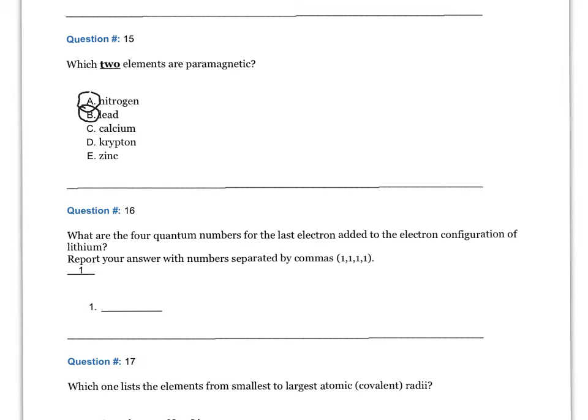Next question. What are the 4 quantum numbers for the last electron added to the electron configuration of lithium? Report your answer with numbers separated by commas. The answer: 2, 0, 0, plus 1/2 or 2, 0, 0, minus 1/2.